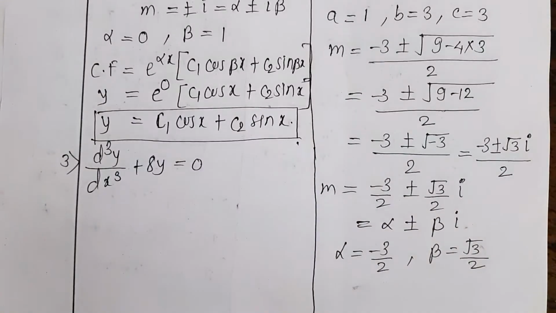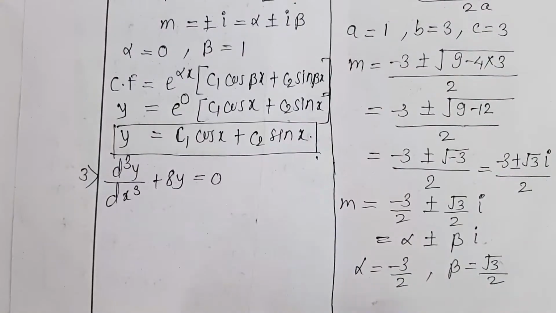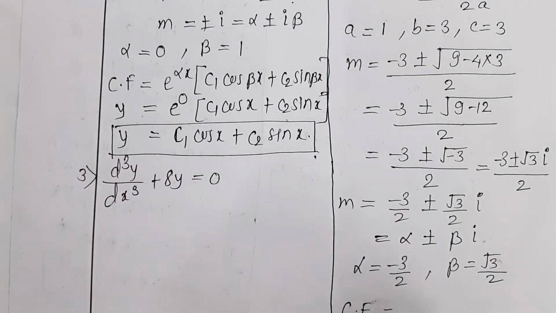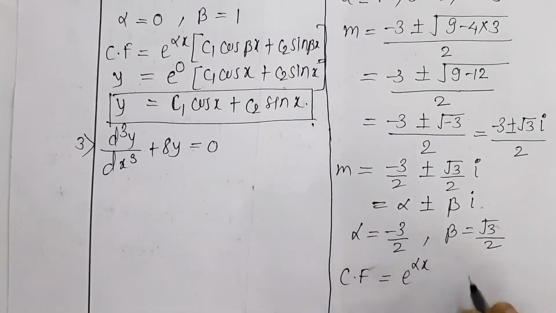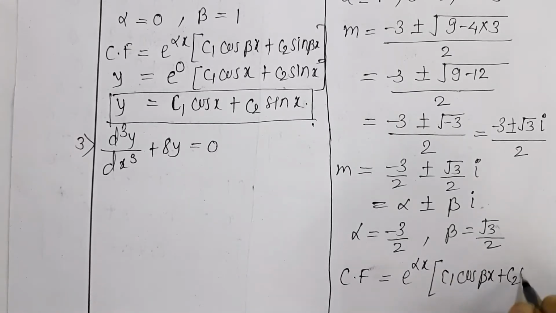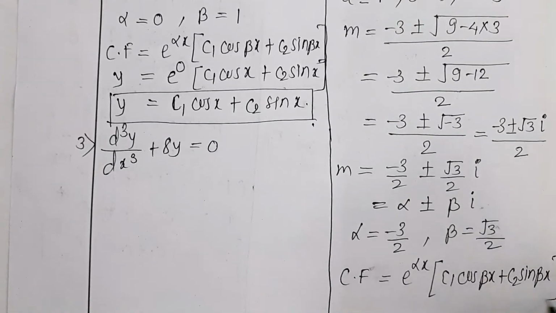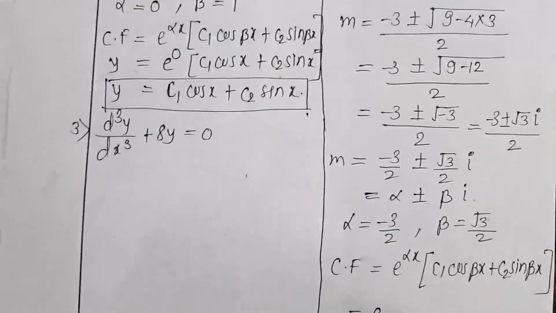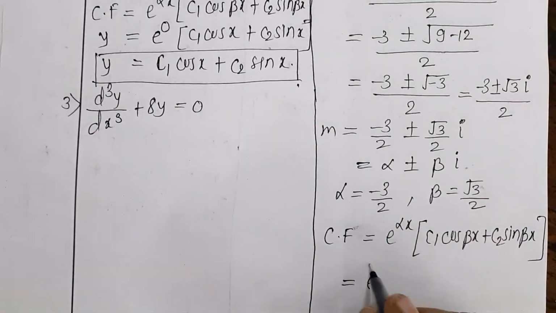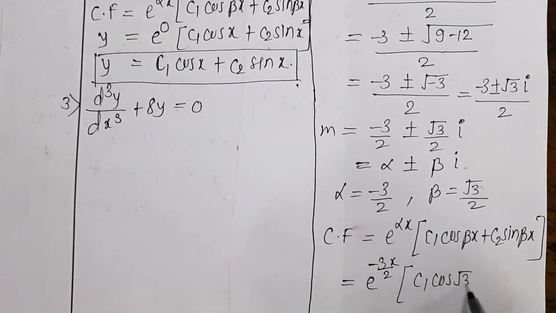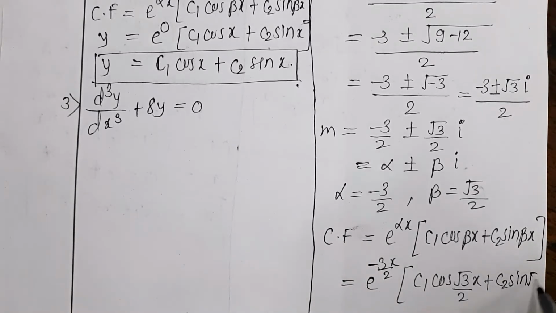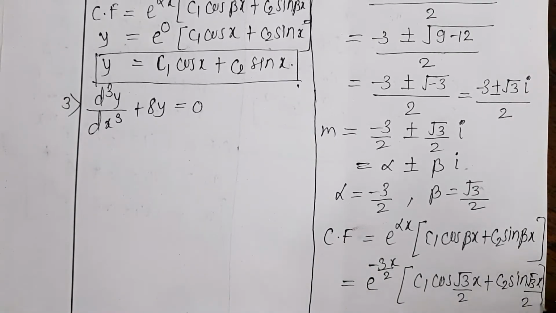So substitute in the imaginary complementary function. So CF is equal to e^(αx) (c1 cos βx + c2 sin βx), this is general. You can write directly also. So this is equal to e to the power α value, -3/2 x, in bracket c1 cos of β, where β is root 3 by 2 x, plus c2 sin of root 3 by 2 x.